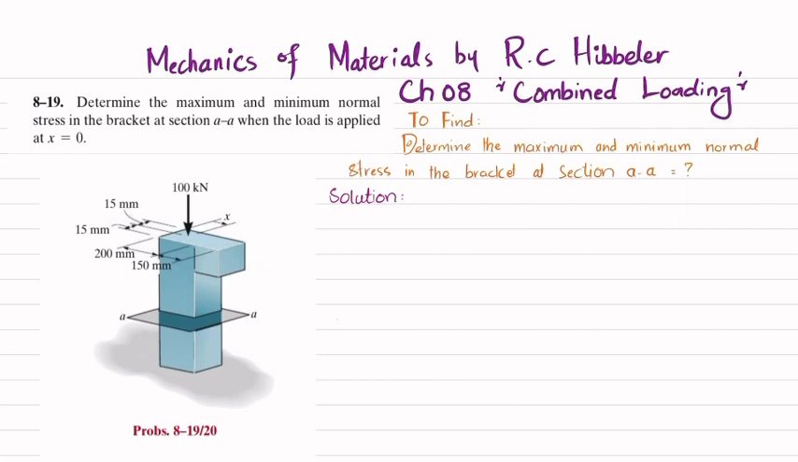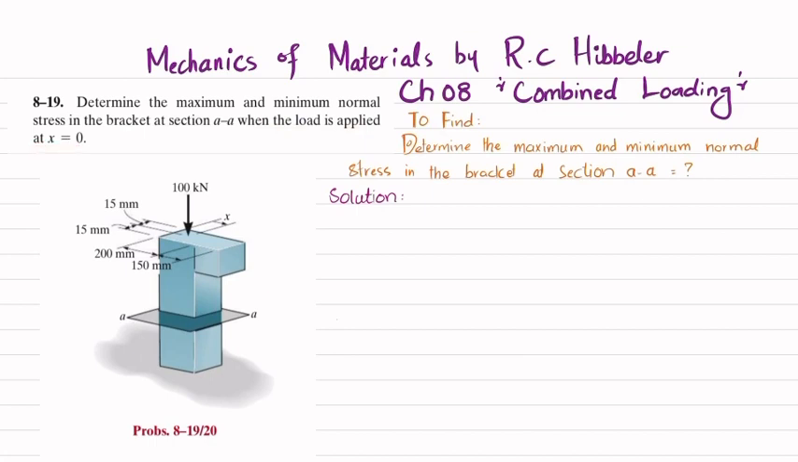Welcome back. Problem 8-19. So this problem is taken from chapter 8, combined loading, and the book is Mechanics of Materials by R.C. Hibbeler. Statement is that determine the maximum and minimum normal stress in the bracket at section AA when the load is applied at x is equal to 0.